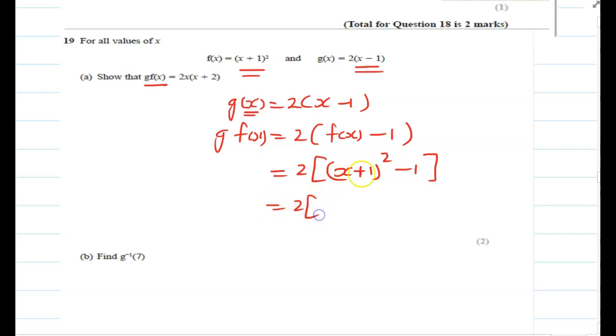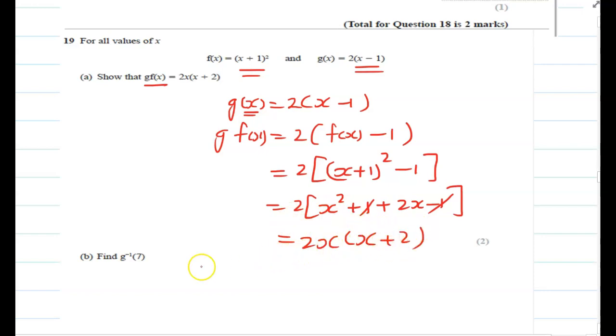If you open it, expand (x plus 1) square, it will be x square plus 1 plus 2x, and this is minus 1. Minus 1 plus 1 cancel. So we got 2, and x is coming out, so it is 2x squared plus 2x, that is 2x times (x plus 1).